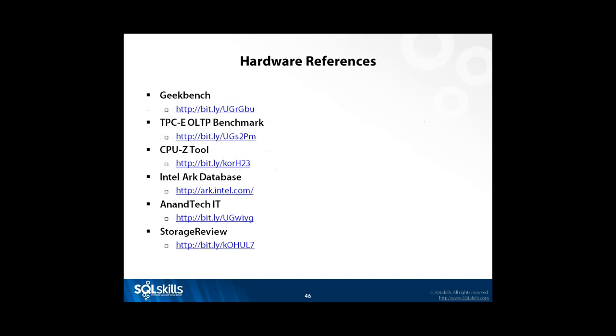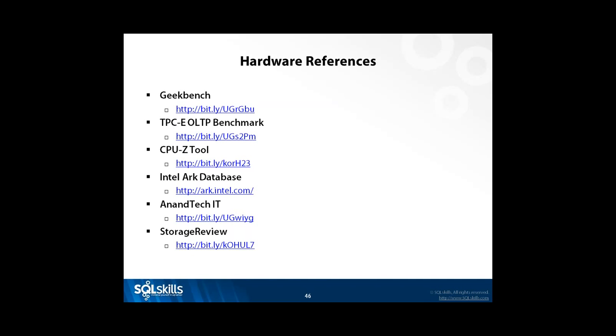Now, I've got some good hardware references here. So I've got links to where you can go and download Geekbench and look at the TPC-E OLTP benchmark and get that CPU-Z tool. And then another thing that's really handy is something called the Intel ARK database. And that gives you all the gory details on every single Intel processor.